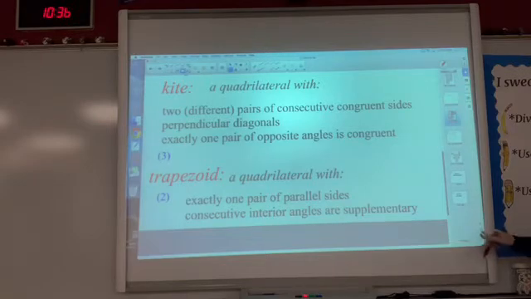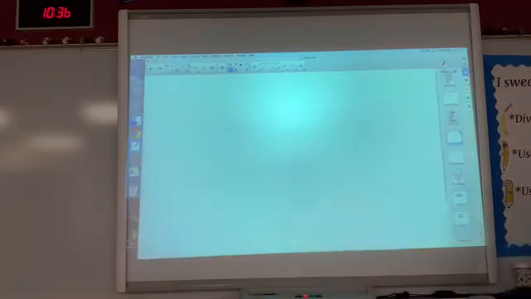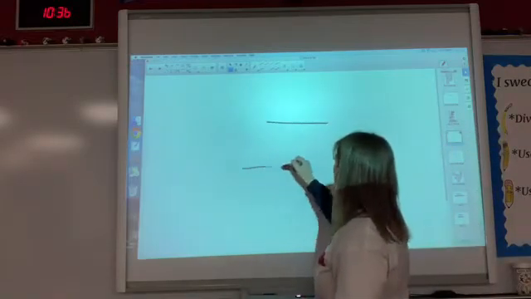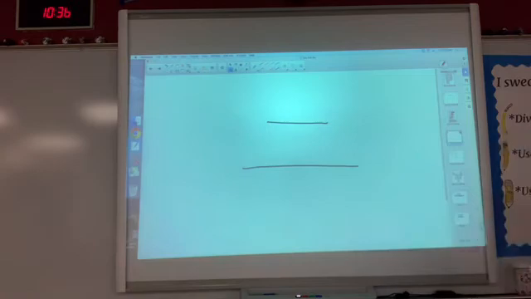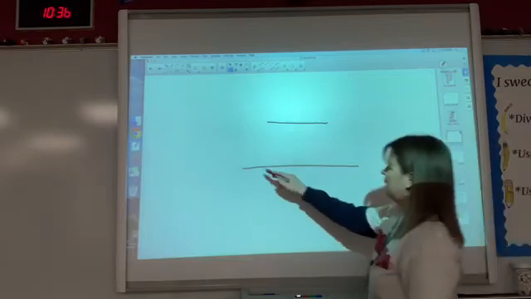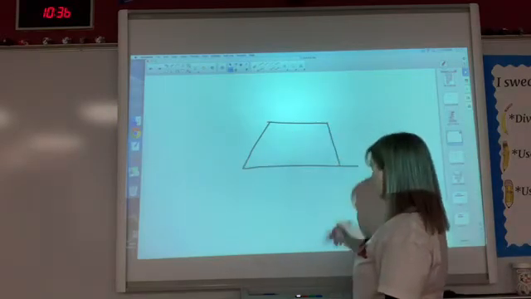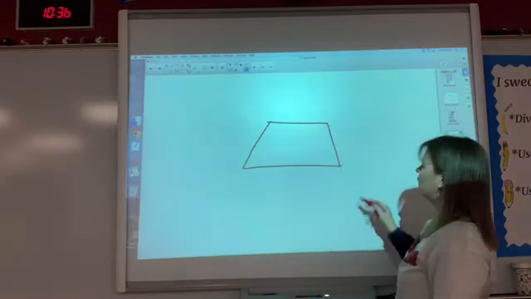Pause it to write that down, and then we'll draw a picture. Trapezoid. 1 pair of parallel sides. They can't be the same size, or if they were the same size, then the other pair would be parallel. Finish it up, it is a quadrilateral, which means it has 4 sides. I'm going to do that, shorten it a little.